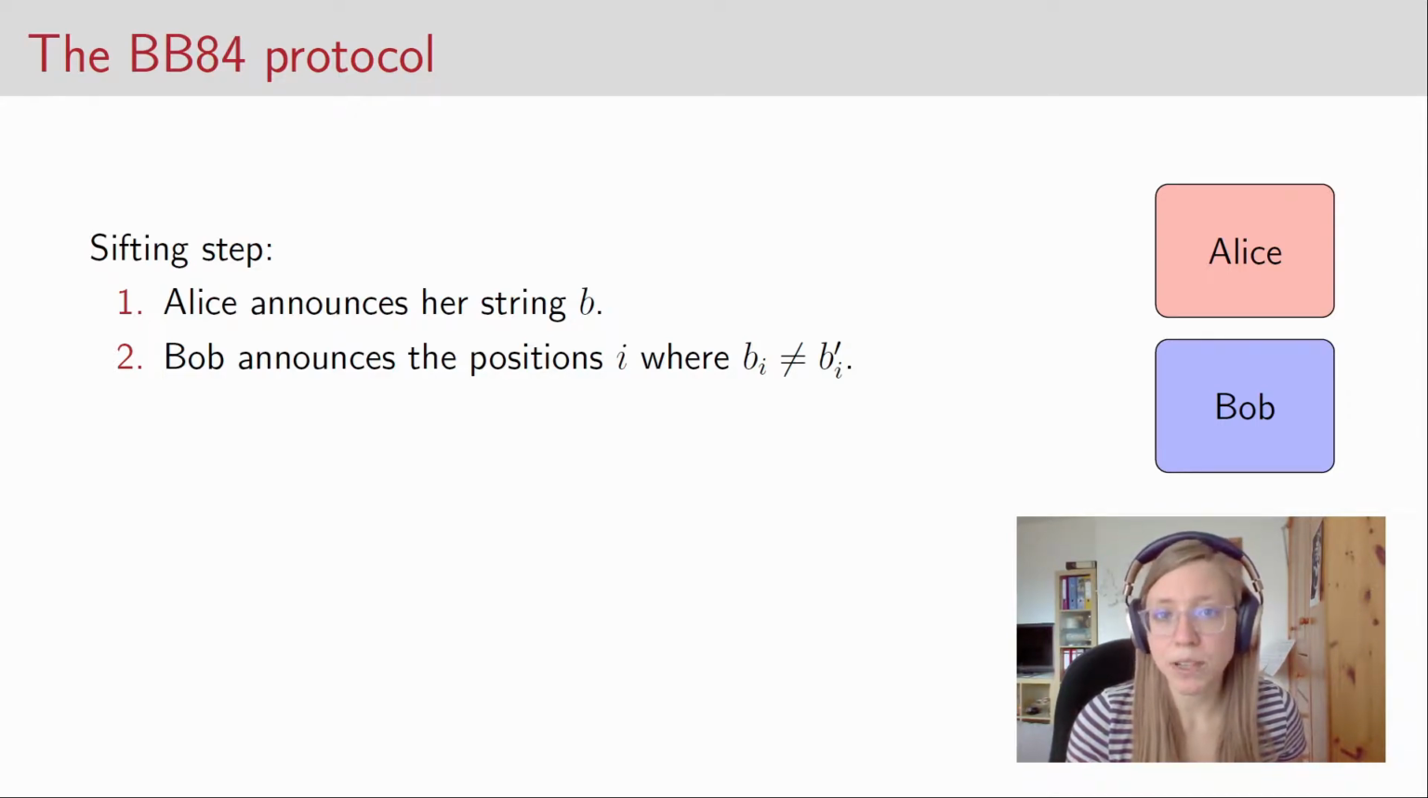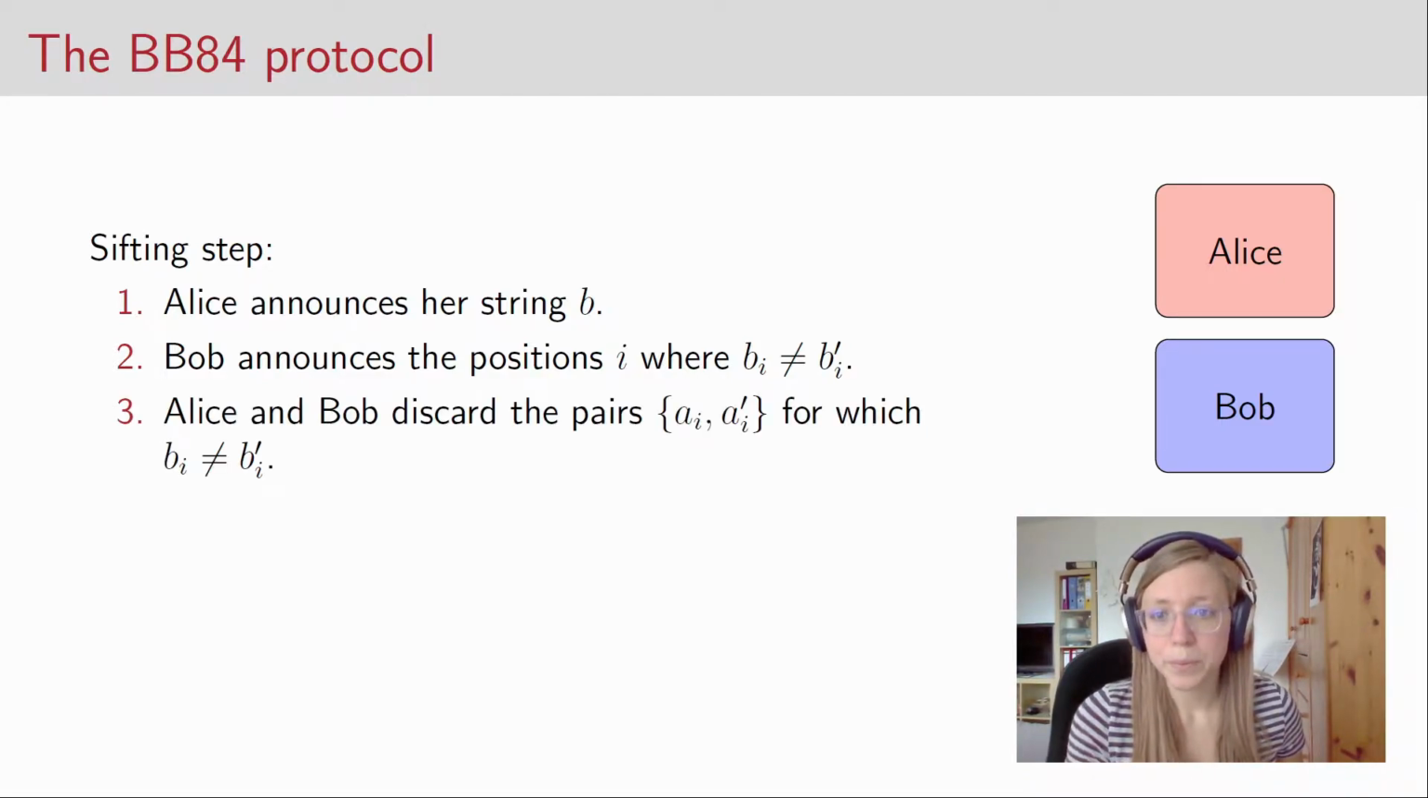Next, Bob announces the positions where his bit string differs from Alice's bit string, because these are the positions where Bob has chosen a different basis than Alice. And in this case, Bob just gets a completely random result, which doesn't give him any information about the key bit that Alice actually wanted to encode. Therefore, Alice and Bob discard these pairs. So they discard the pairs in their key bit string which are at the positions where the basis bit strings differ.